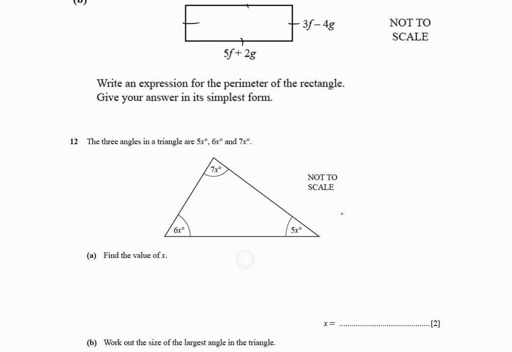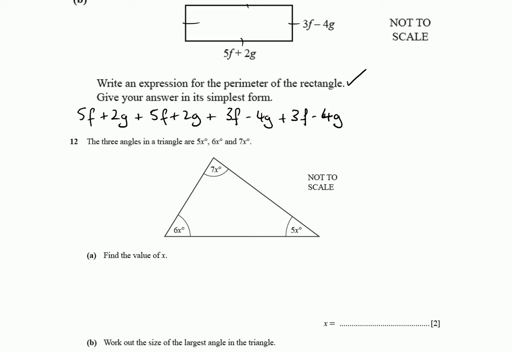And so it is 5f plus 2g, that's this side. And then we're going to have that again, opposite, 5f plus 2g. And then this side over here, plus 3f minus 4g. And then again over that side, plus 3f minus 4g. So that is an expression for the perimeter of the rectangle.